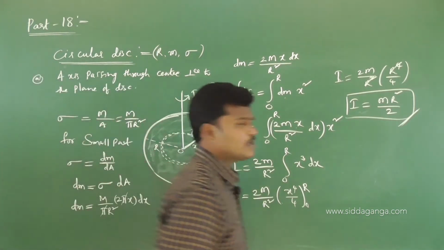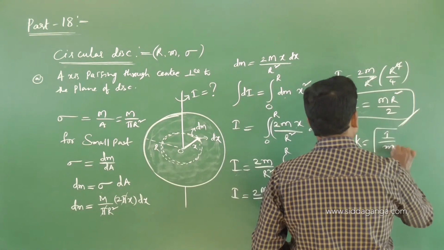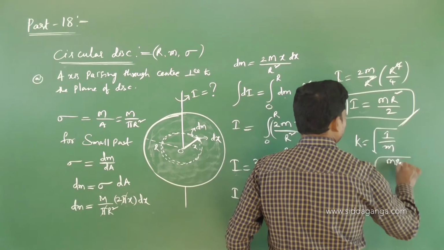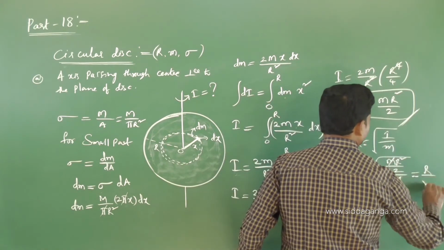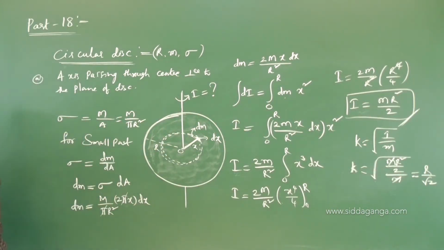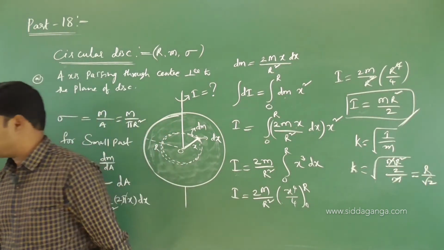If they ask you to find the radius of gyration, very simple, root of I by m. I is m r square by 2, divided by m. So r by root 2. Okay, take this. Now let us find the next one in this.